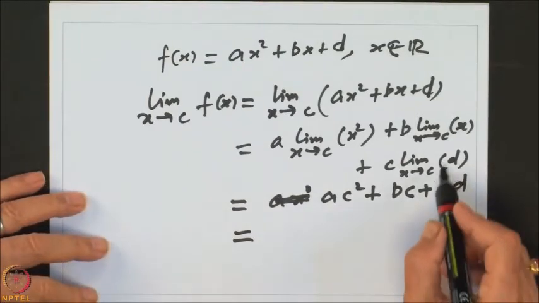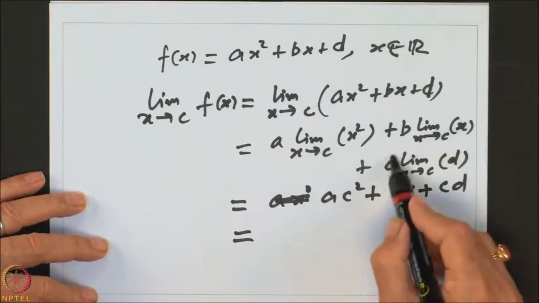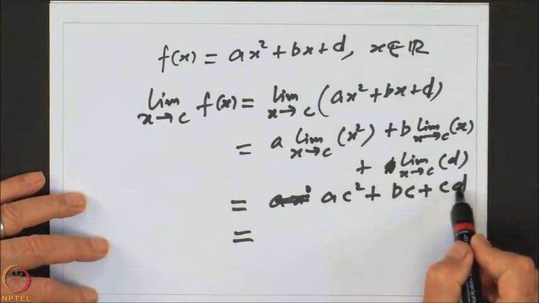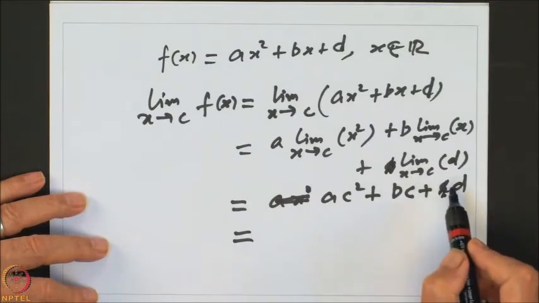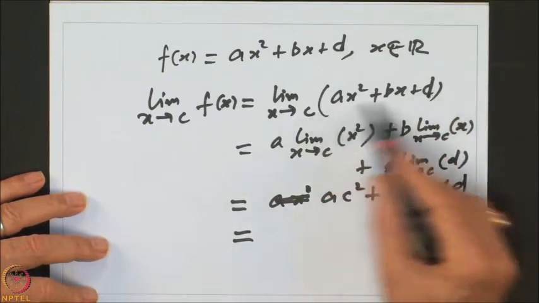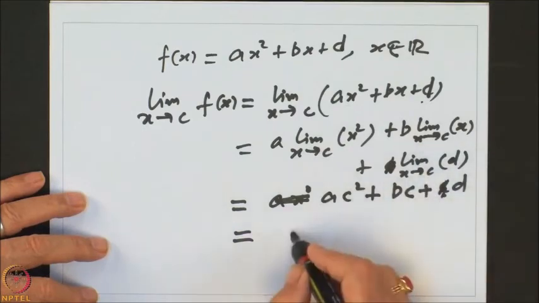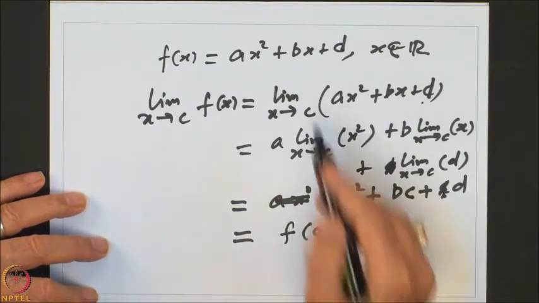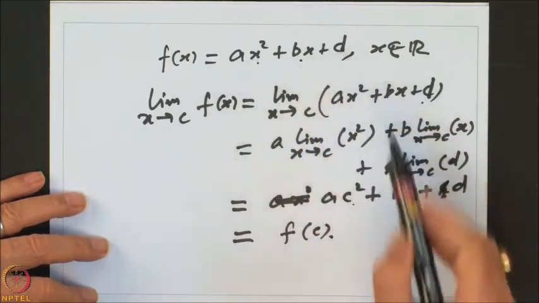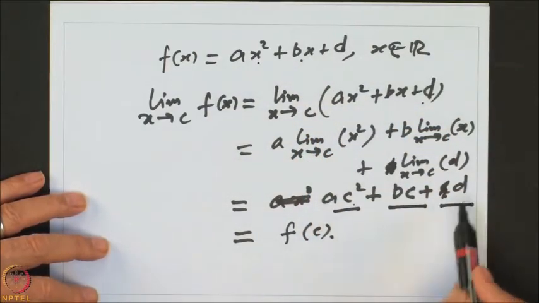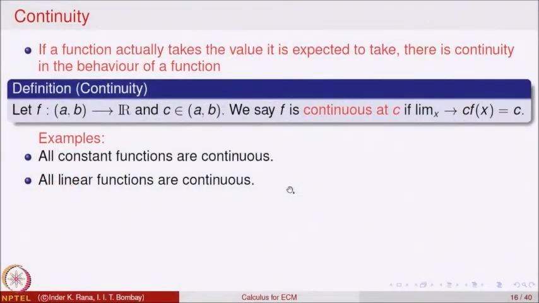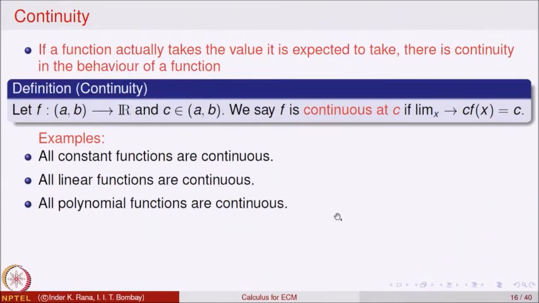So, there is no x here. The limit as x goes to c of d is equal to d only. So, the third term is the limit of d, and that is equal to f at c again: ac² + bc + d. So, that is true, and that is also true for a general function. So, we can write that all polynomial functions are continuous.